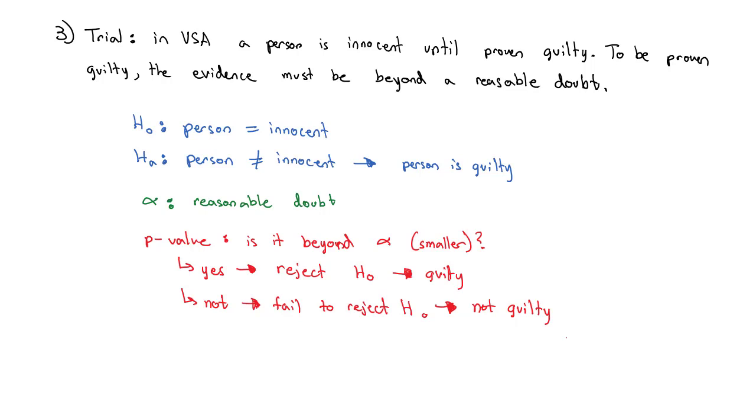We never actually in a court of law prove somebody is innocent, and it's the same thing in a hypothesis test. We'll never, ever prove the null hypothesis is true. We cannot do that in statistics. What we do say is that we failed to reject it, but we never actually proved the null hypothesis. The only thing that we actually can try and prove is the alternative hypothesis.